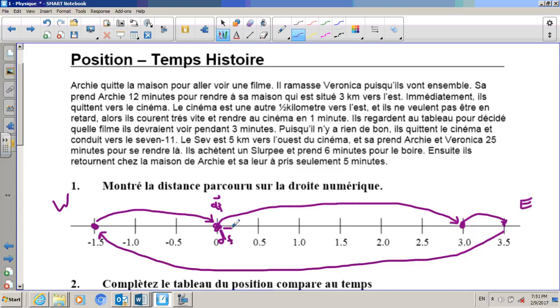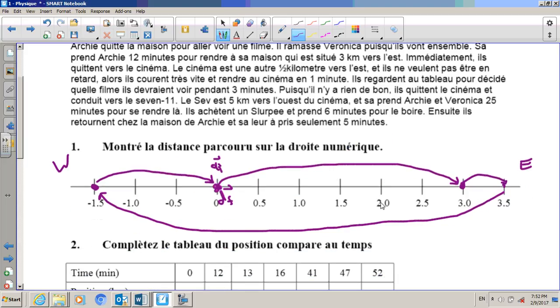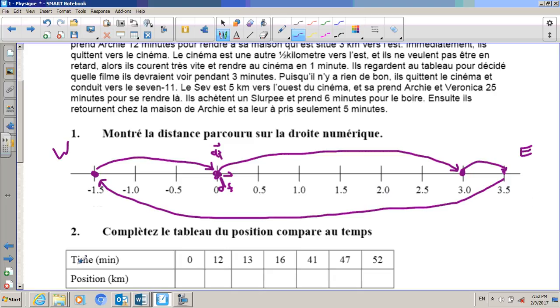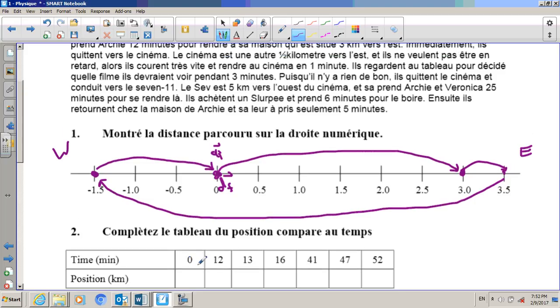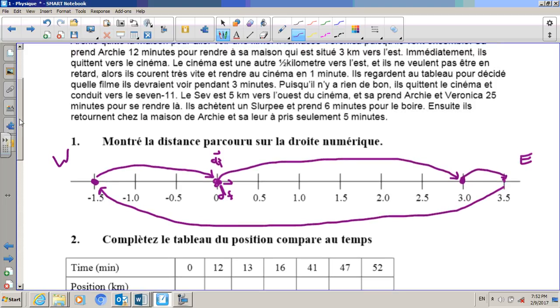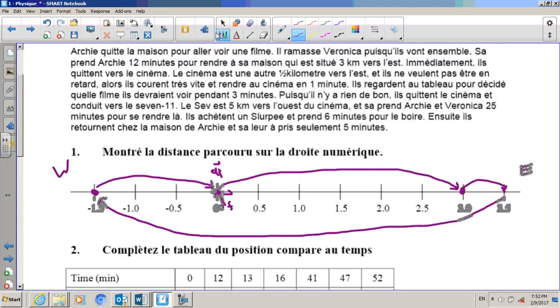Voici la droite numérique. Ensuite, on va faire un tableau qui compare le temps et la position, or time and position. Vous allez voir que j'ai déjà rempli les valeurs du temps ici. So, voici comment j'ai reçu ces numéros. Well, on commence à 0. Cette fois ici, je ne m'inquiète pas du tout de la distance. Je me concentre seulement sur le temps.